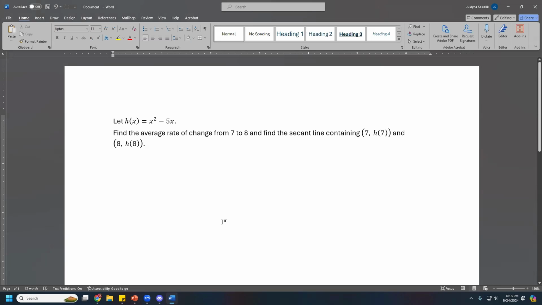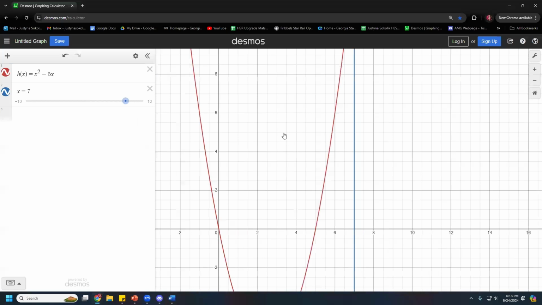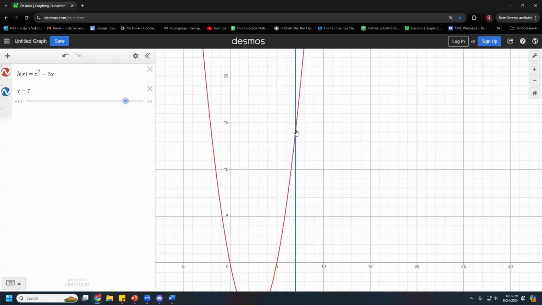This is how to find the secant line containing 2 points that are on the graph of a given function. So first thing I want to mention is that we can visualize this real quick. If I open up Desmos and I feed it this h of x, I can find the point, okay, let's see, x equals 7. Real quick, that is over here.